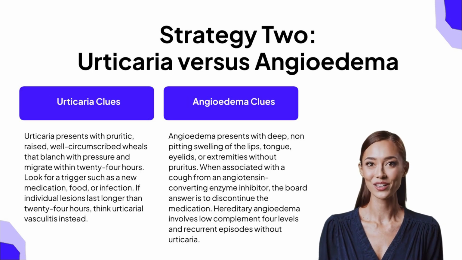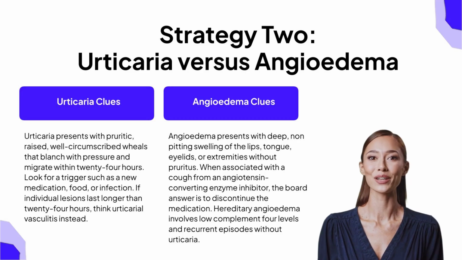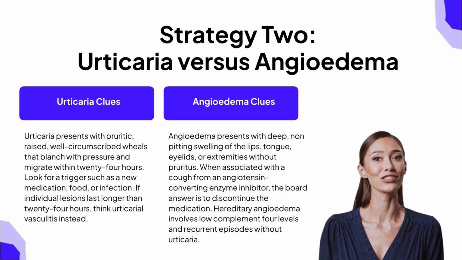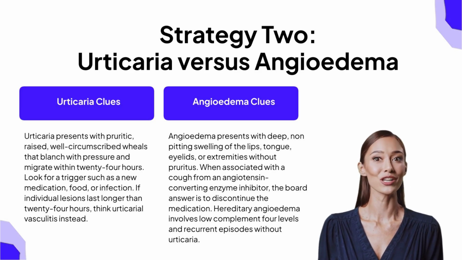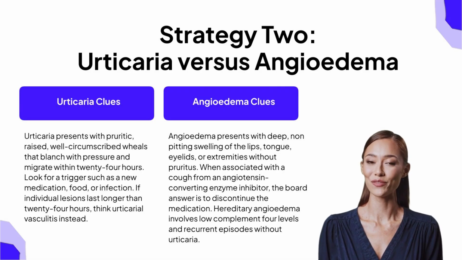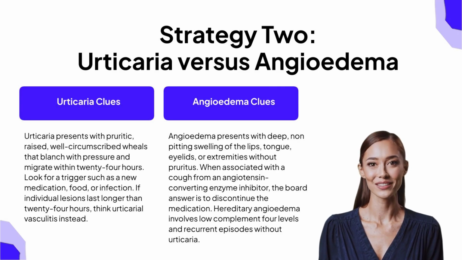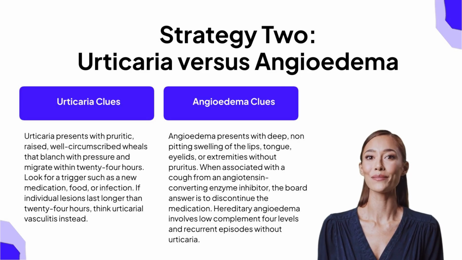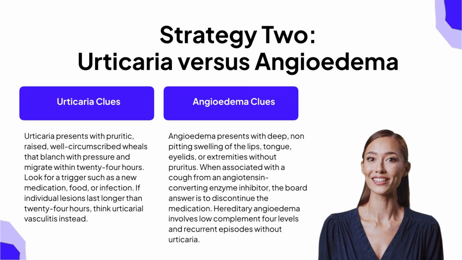Now let us talk about urticaria versus angioedema. This is another high-yield comparison. Urticaria presents with pruritic, raised, well-circumscribed wheals that blanch with pressure and characteristically migrate within 24 hours. If you see a question where individual lesions persist longer than 24 hours, think urticarial vasculitis instead of simple urticaria. That is a common trick on the exam.